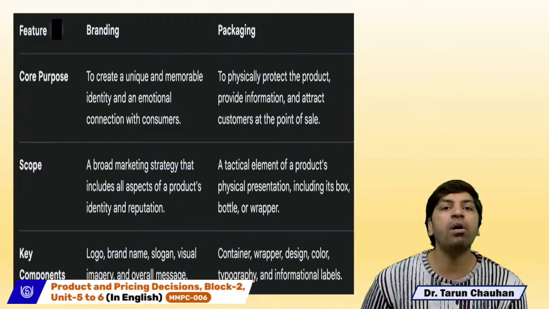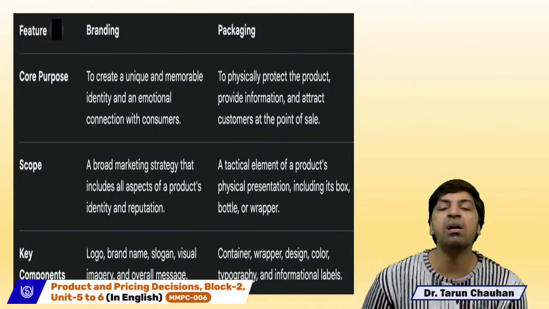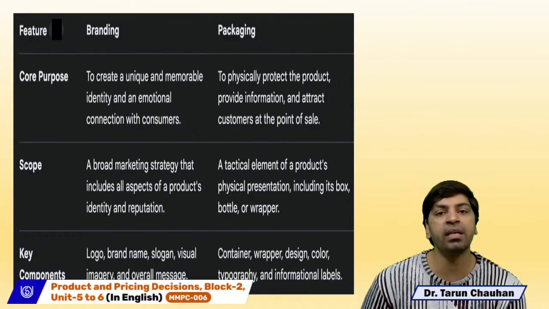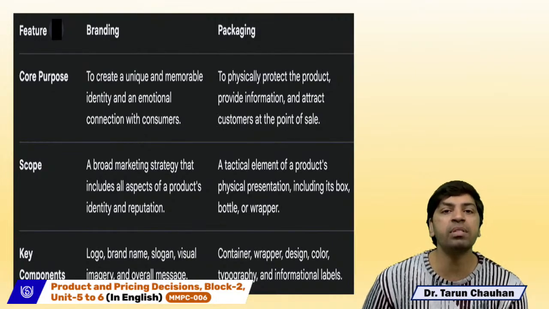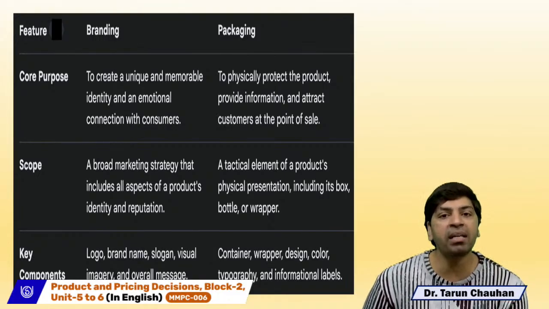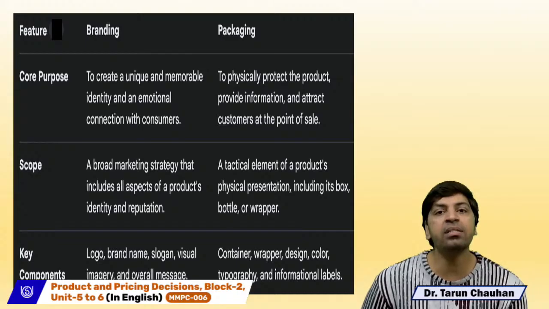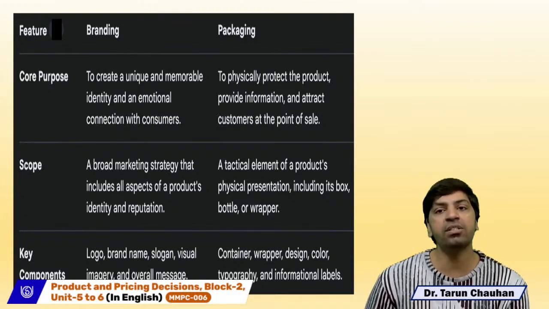Scope: branding is a broad marketing strategy that includes all aspects of the product's identity and reputation, but packaging is a technical element of the product's physical presentation, including its box, bottles or any other ingredients. Key components: branding should include the logo, brand name, slogan, visual imagery and the overall message. But in the case of packaging, the containers, wrapper, design, color, typography or any other information labels should also be included.